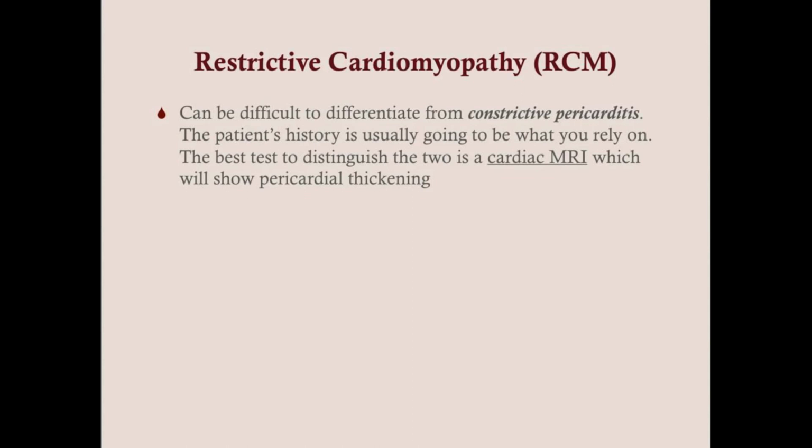So we're going to talk about pericarditis in a different section, but restrictive cardiomyopathy and constrictive pericarditis, it might be difficult to tell the two names apart even. It's hard to tell the two apart. So the patient's history is what you're going to rely on. And if you ever don't know between the two of these, the best test to distinguish is a cardiac MRI. And in the case of constrictive pericarditis, you'll see pericardial thickening. And that makes sense because this is pericarditis and this is a cardiomyopathy.